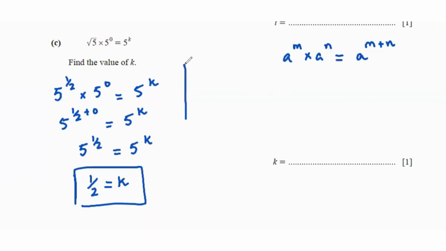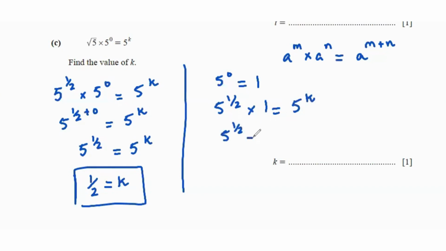Another thing we could have done was replace 5 to the power of 0 with 1, because anything raised to the power of 0 is 1. That would have been 5 to the power 1 over 2 times 1 equals 5 to the power of k, which is 5 to the power 1 over 2 equals 5 to the power of k. Once again, put the powers equal to each other and we get the same answer. You can use either way as long as you're getting the correct answer.